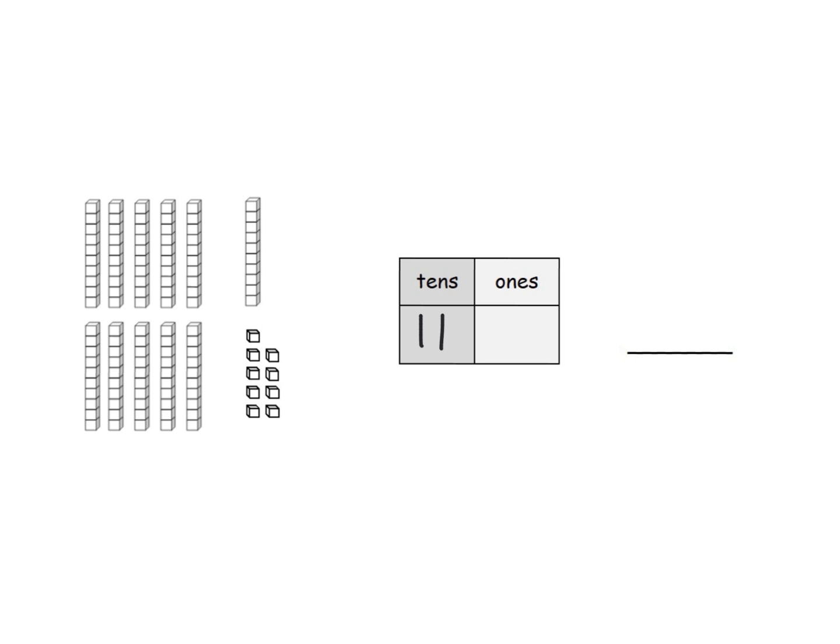And now time to count our ones, or our single units. 1, 2, 3, 4, 5, 6, 7, 8, 9. This gives us 9 units in our ones place and 11 units in our tens place, creating our number of 119.